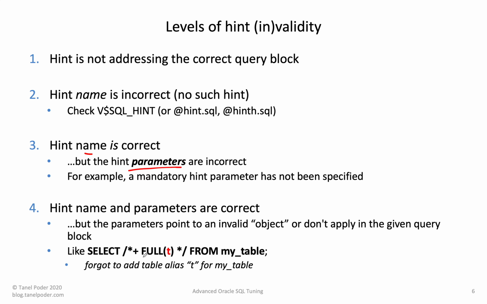Or maybe you select full, you actually put the table alias in here as well, but you forget to define the table alias. There is no table alias T here. There is only a table alias called my table. So if you add an alias to a table name, you should use it here, right? Or if you use an alias here, then you should alias your table properly.